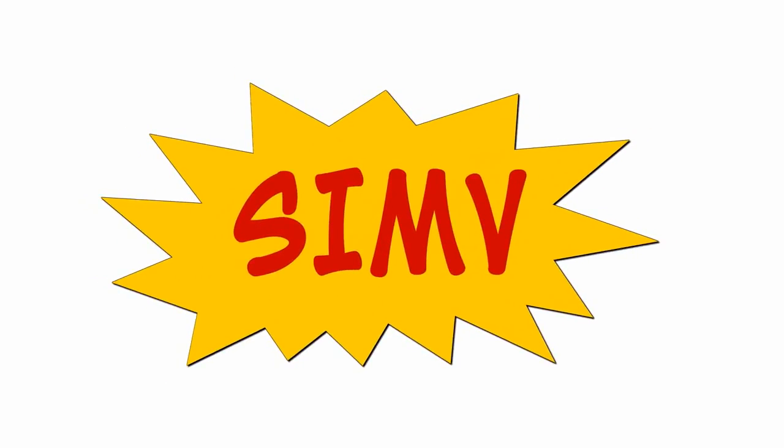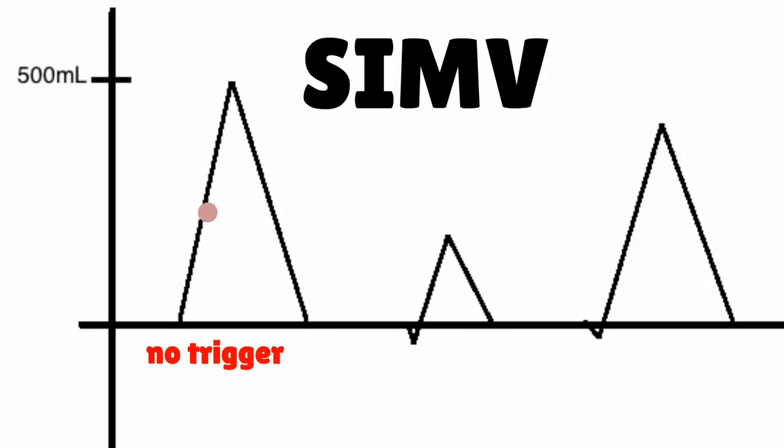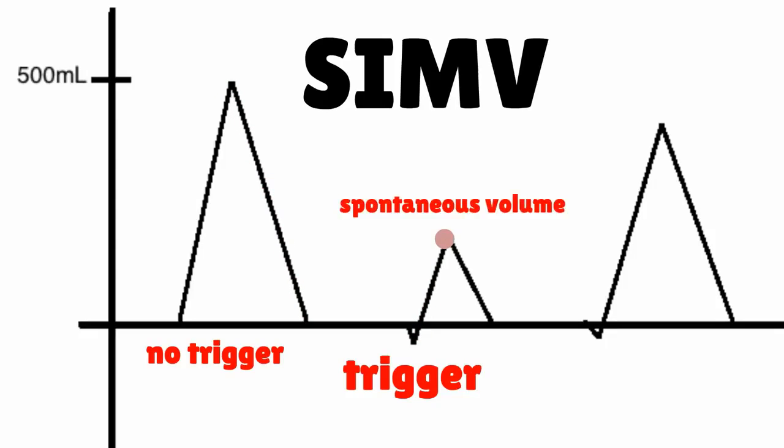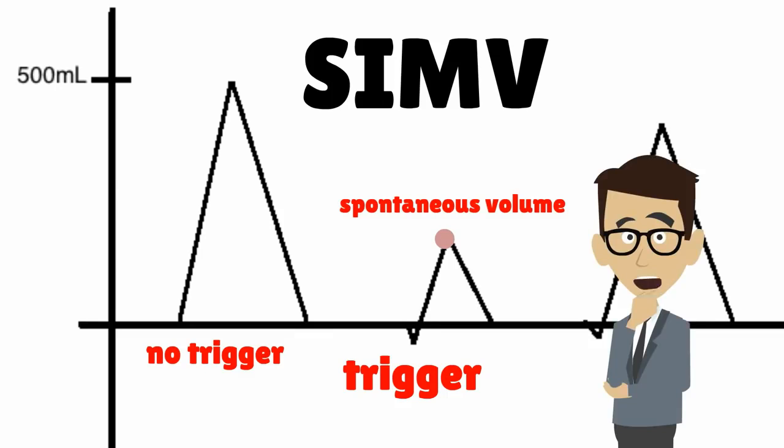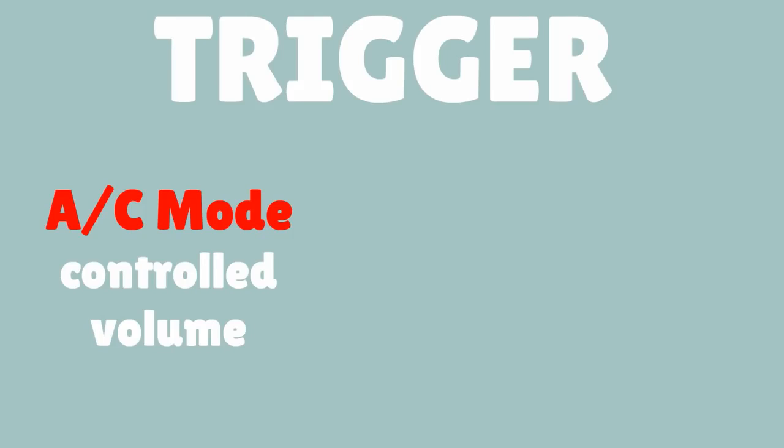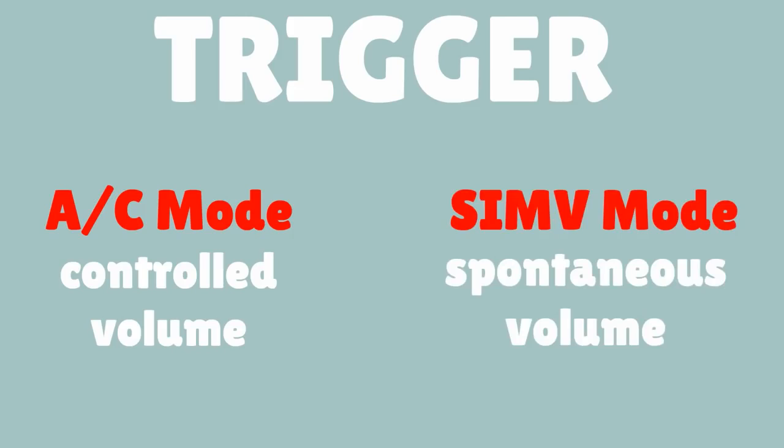You can switch to the SIMV mode. Just like in the AC mode, if a patient does not trigger a breath, the patient will receive the set controlled volume. However, with SIMV, when a spontaneous breath is initiated, the patient determines the volume. So that means if the patient wants a lower volume during their spontaneous efforts, they will receive a lower volume. In AC, spontaneous triggers result in the set controlled volume. But in SIMV, spontaneous triggers result in whatever volume the patient wants.